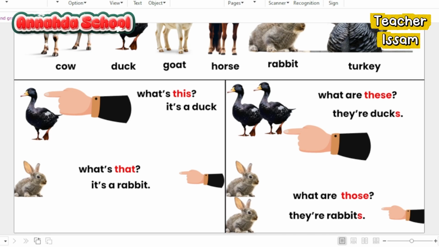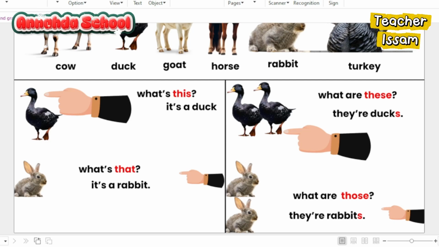And in case we have more than one animal, like this picture, we have 2 animals. We will use for something close to us these. What are these? They're ducks, and don't forget the S, we use it with the plural. So this is when we have more than one animal, more than one thing. Of course you have to write the S at the end of the noun. So what are these? They're ducks.